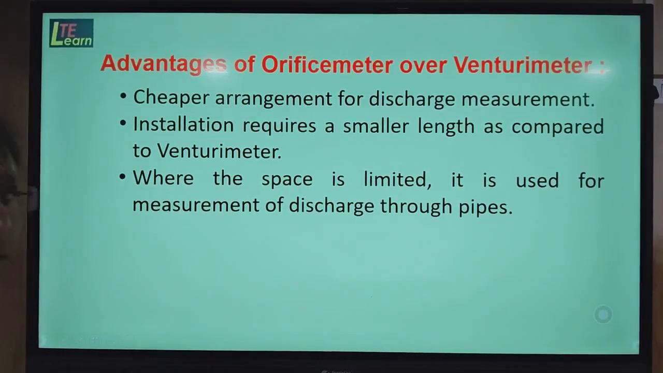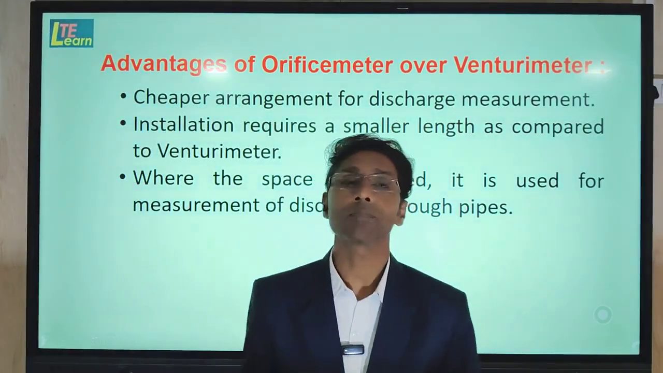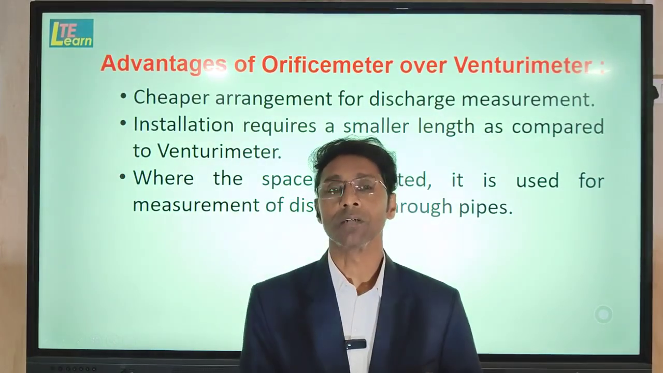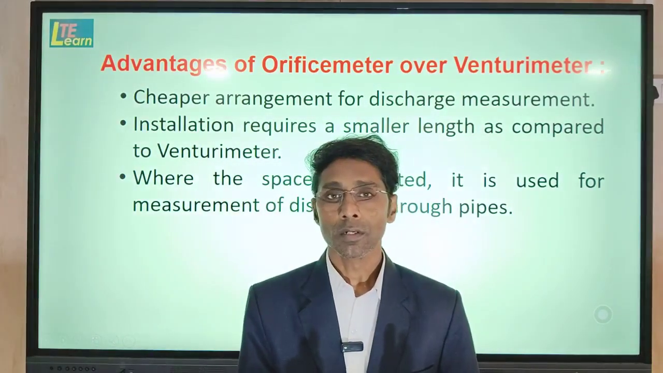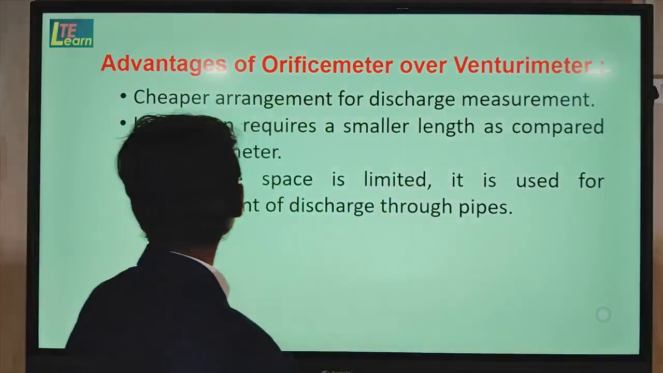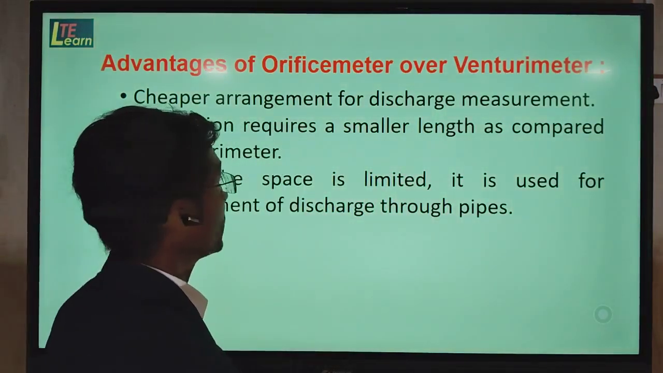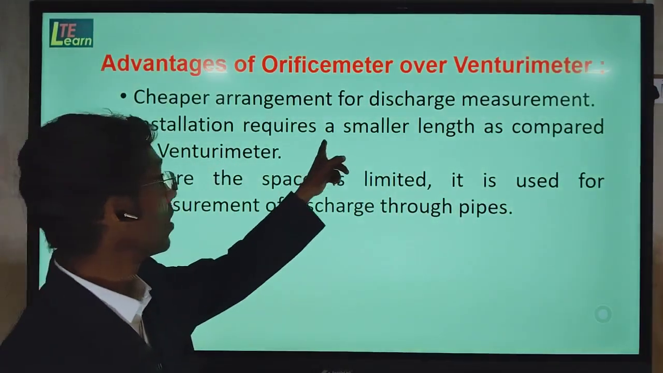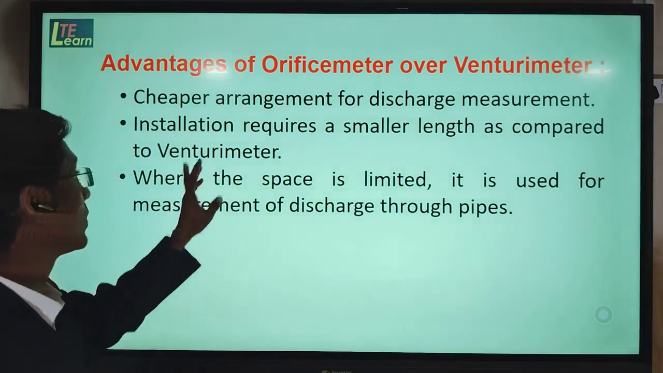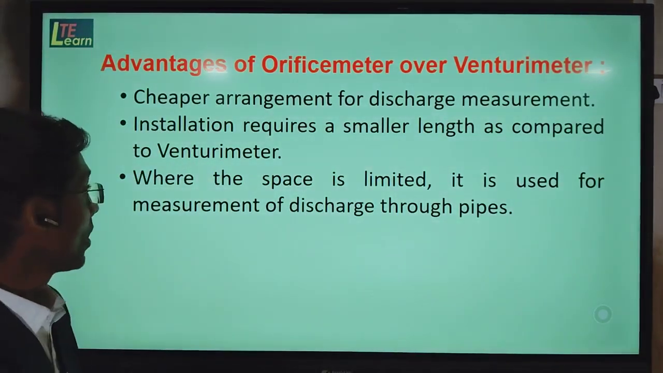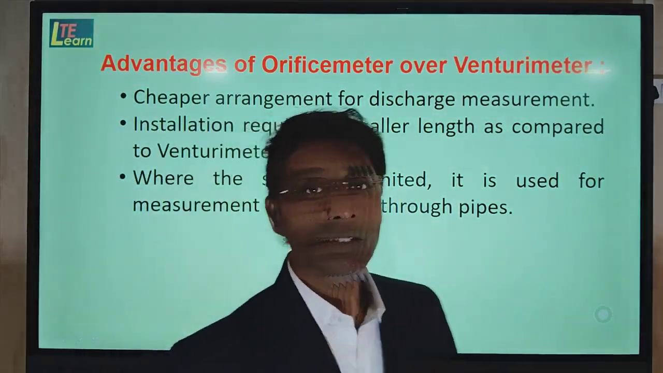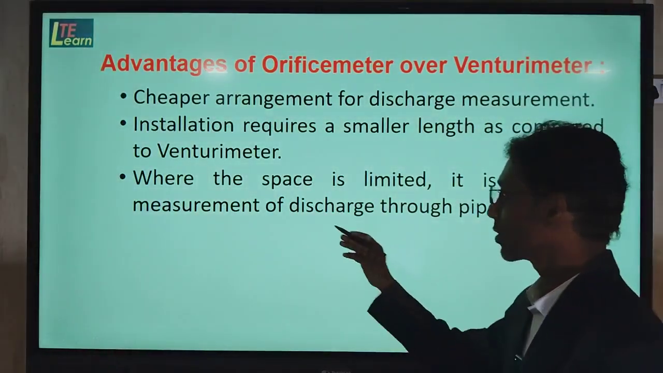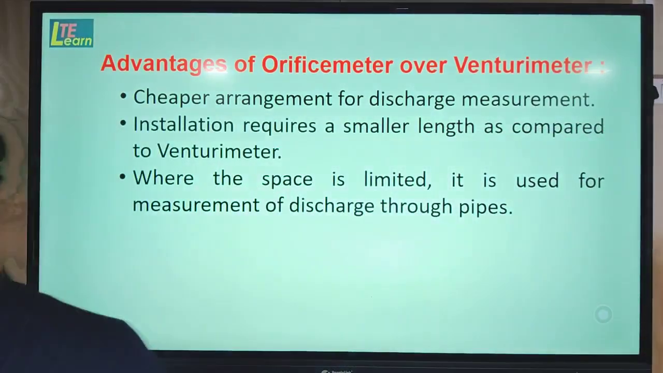Now, as we have seen in the construction diagram, unlike the venturimeter, here we don't find the diverging cone in the orificemeter. That is why it is a cheaper arrangement for discharge measurement, and installation of the orificemeter requires a smaller length as compared to the venturimeter. The orificemeter is used where space is limited in applications for the measurement of discharge through a pipe.